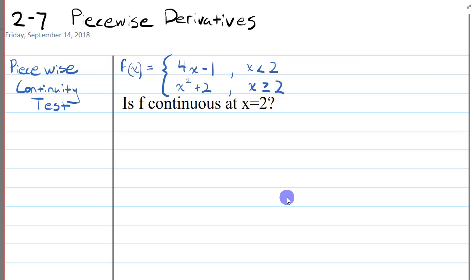This is AP Calculus Lesson 2-7. We're talking about piecewise derivatives today, and you'll note that we are using a different form of taking notes.